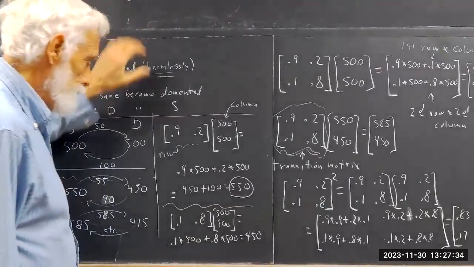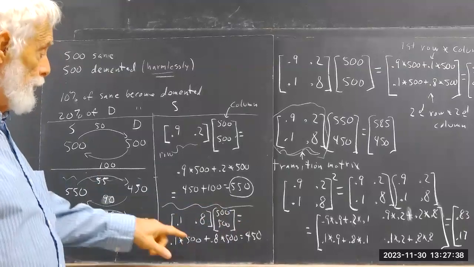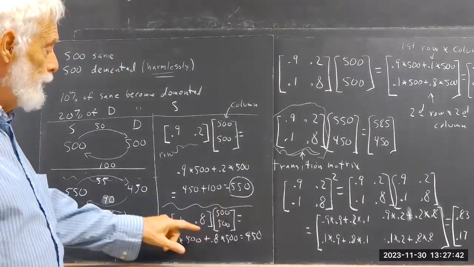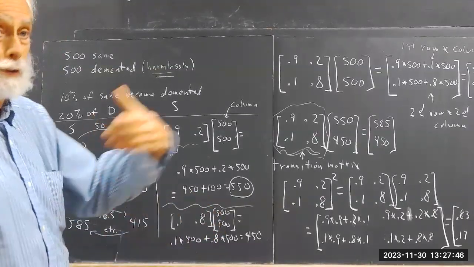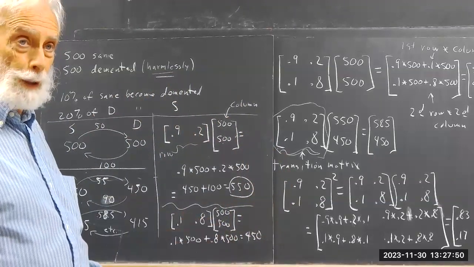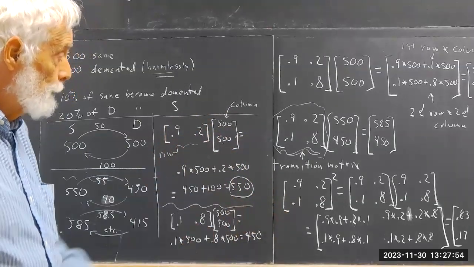Similarly, this is going to give us our number of demented, because this is 10% of our sane added to 80% of our demented. 10% of our sane are the ones that become demented, and 80% of the demented are the ones that stay demented. And we get our number of demented.